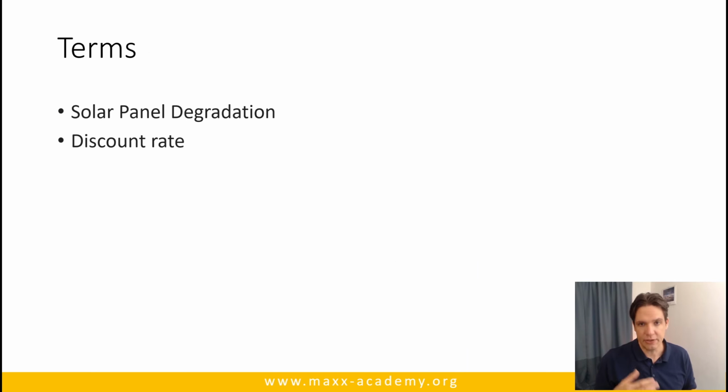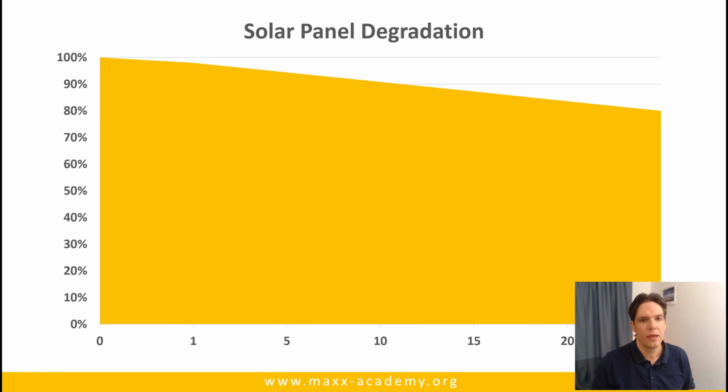Before we go into details of how LCOE is calculated, let us go through a few definitions and descriptions: solar panel degradation and discount rate. Firstly, degradation. All solar panels lose a percentage of their output power per year. This is called solar panel degradation. It is important to take this into consideration when calculating the amount of energy that will be produced, or can be produced, over 25 years.